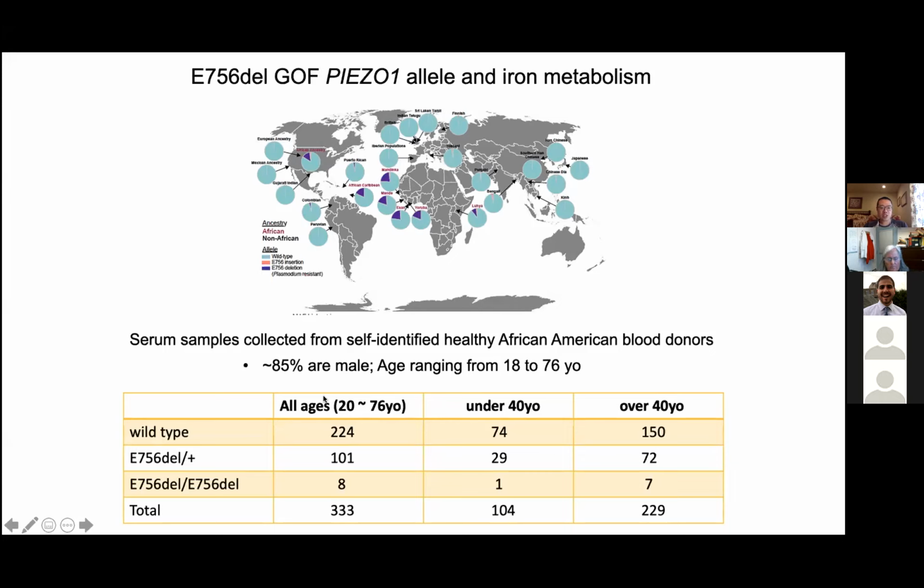From this chart, you can see the distribution of the genotypes. As expected, almost 1/3 of this cohort have the gain of function allele, and we even have 8 homozygous individuals.